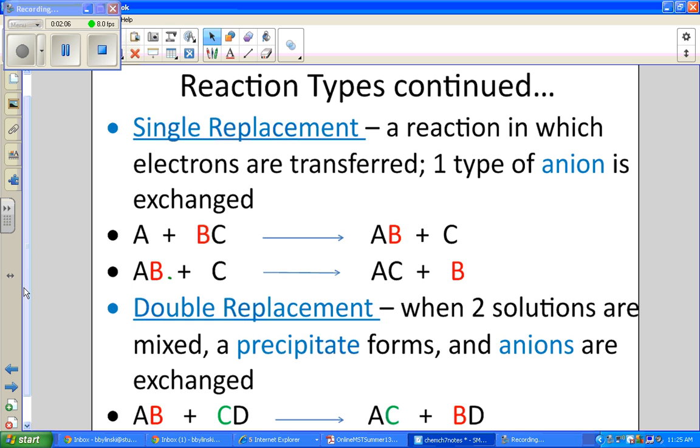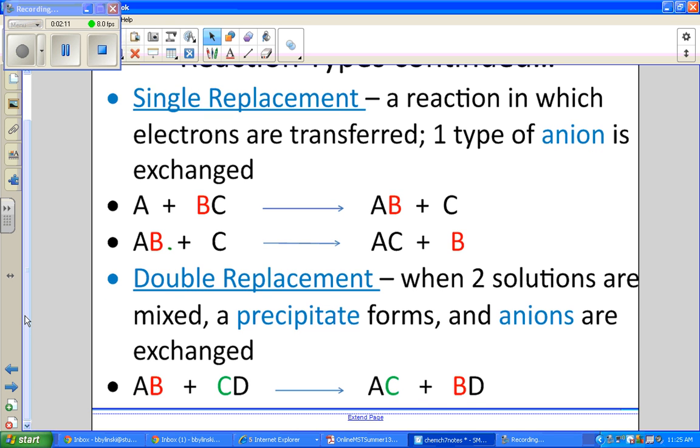All right, the next one is called double replacement. So this is 2 solutions that are mixed and form a precipitate, which is a solid, from 2 liquids, and anions are still exchanged, so something negative. So in this instance, you have 2 compounds together, but they're not happy with their original partner. So you have A and B are together, and C and D are together. When you mix them, they're going to exchange partners. A can hook up with C, and B can hook up with D.